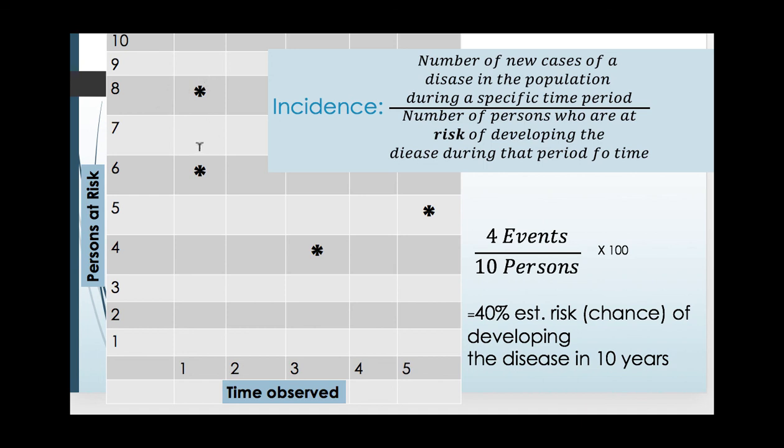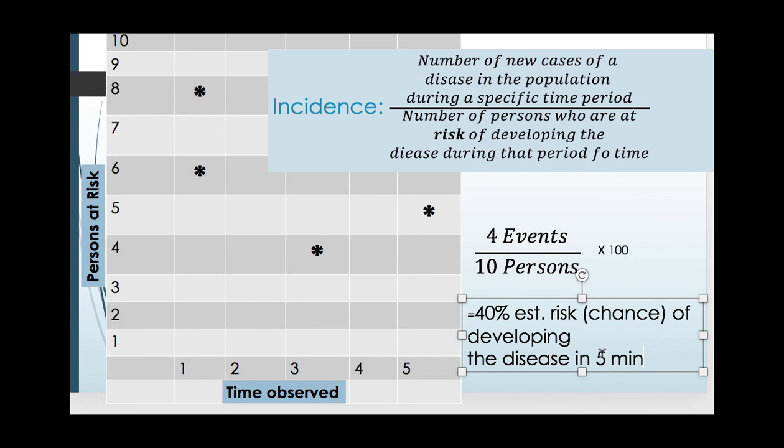We had 1, 2, 3, 4 over the population, which was 10. And if we multiply that by 100, we have a 40% estimated risk of developing a headache in our 5-minute period. So with cumulative incidence, the time period is the total observation period.